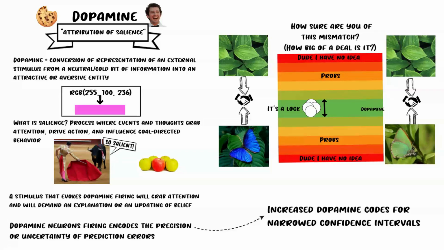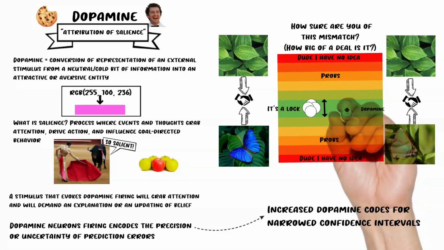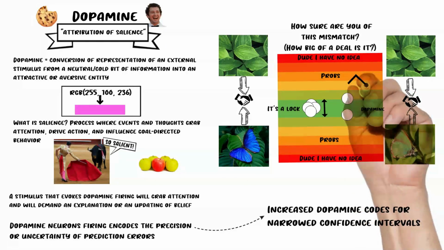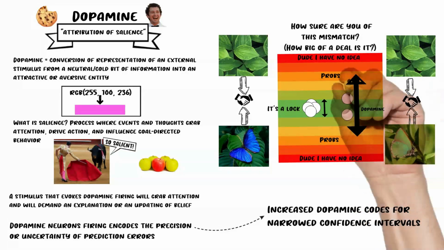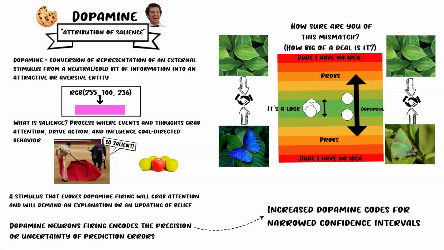And on the right, your brain is like, well, you know, it looks a little different than we expected, but we're not really too sure. So only a little bit of dopamine is released, and there's a wide confidence interval. So the butterfly on the left, you can tell, really sticks out. It's a very salient butterfly.